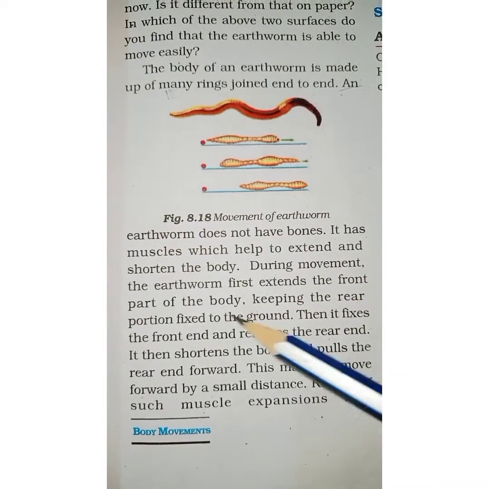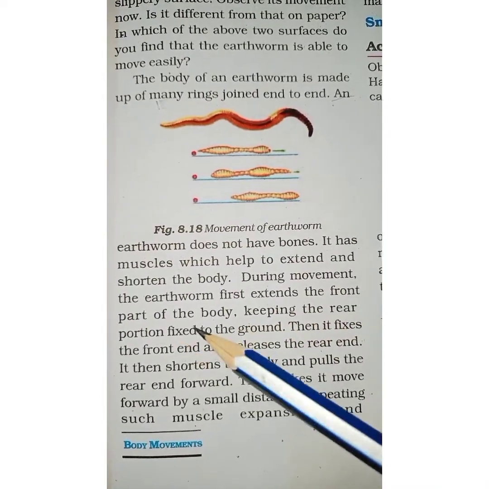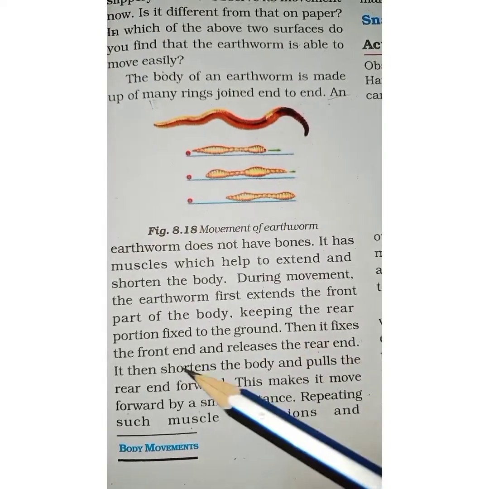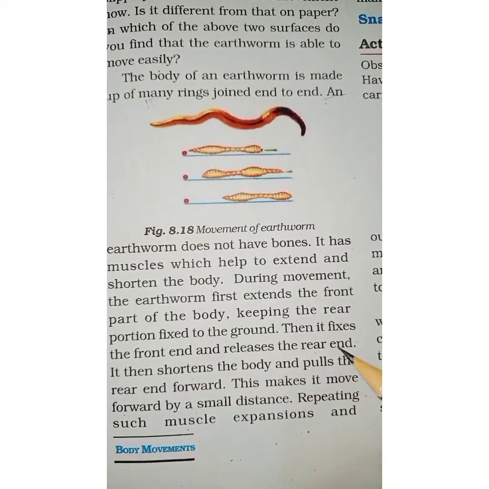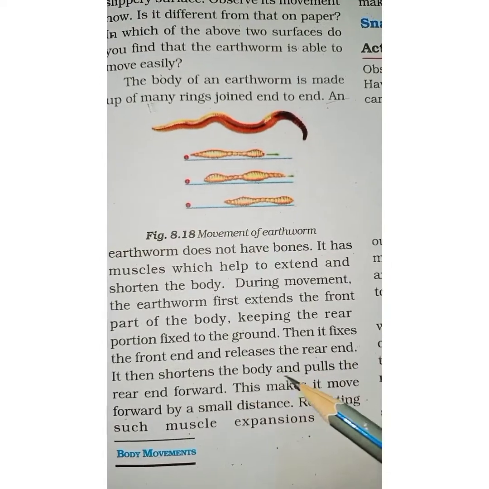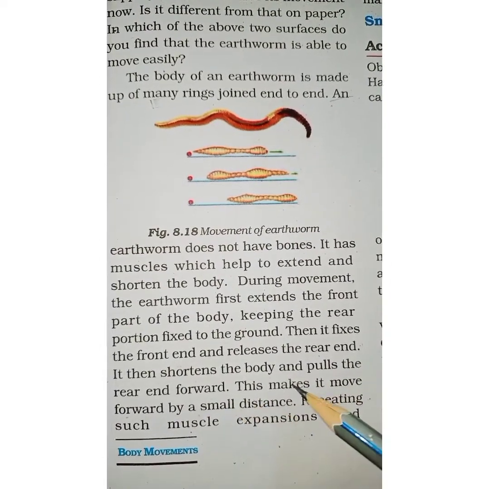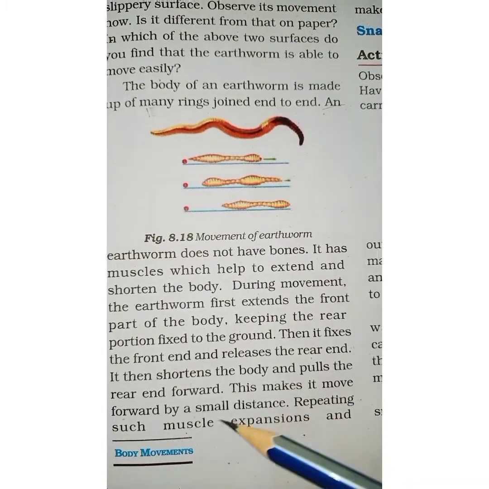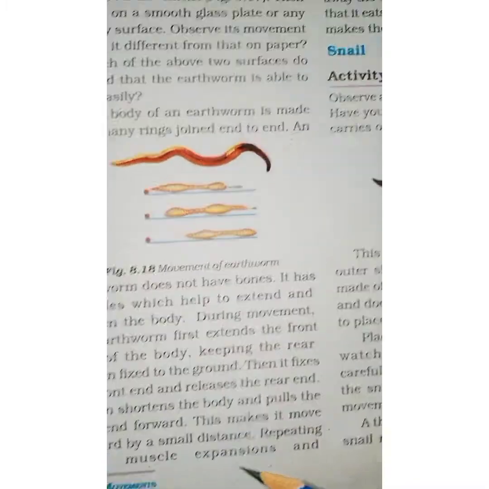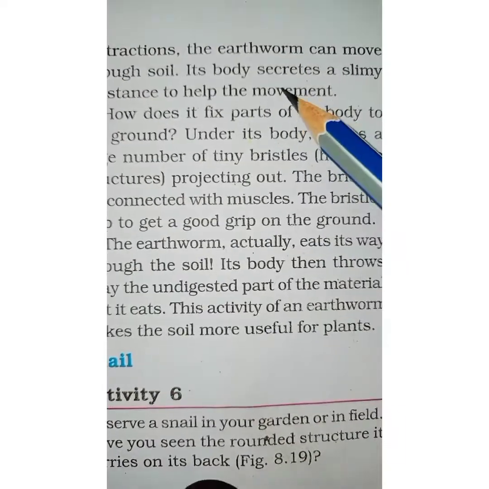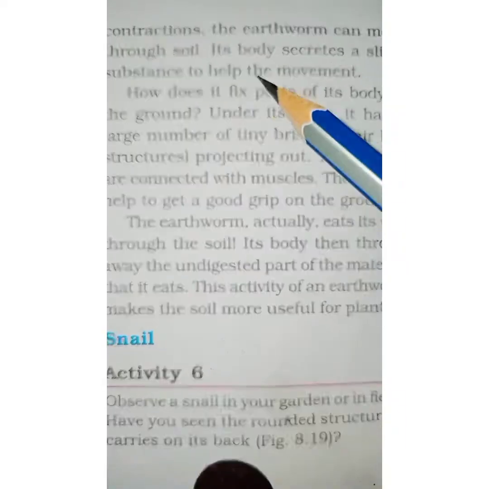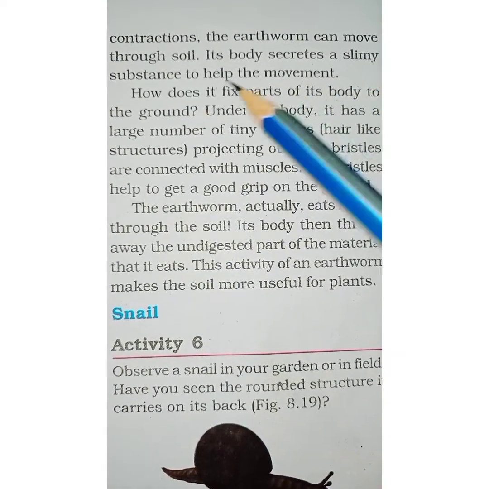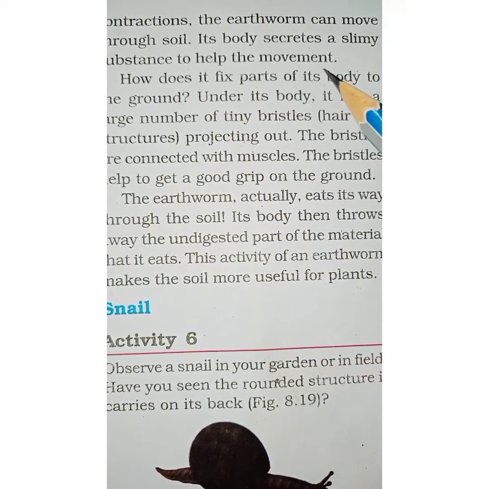During movement, the earthworm first extends the front part of the body, keeping the rear portion fixed to the ground. Then it fixes the front end and releases the rear end. It then shortens the body and pulls the rear end forward. This makes it move forward by a small distance. Repeating such muscle expansion and contraction, the earthworm can move through the soil. Its body secretes a slimy substance to help the movement.